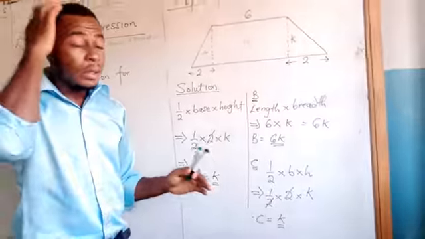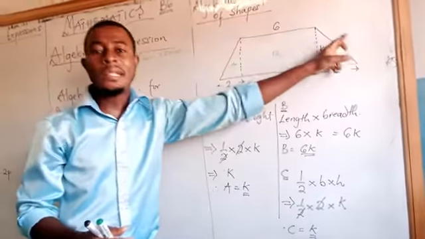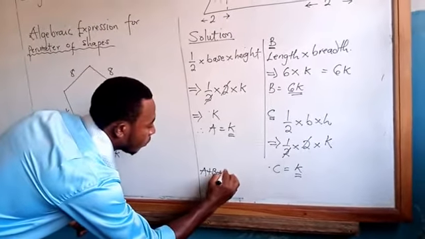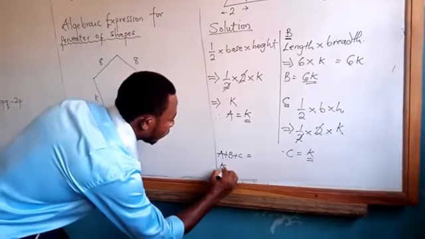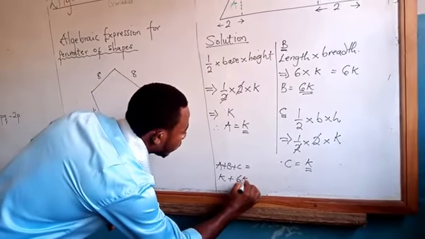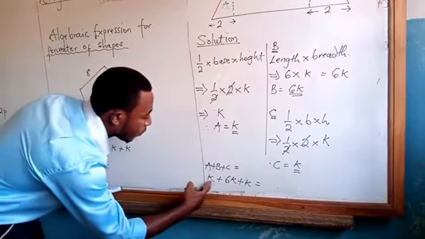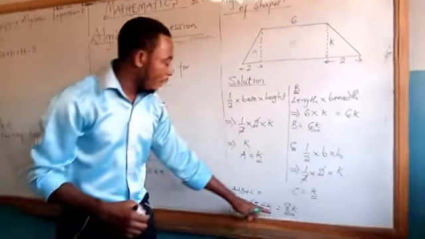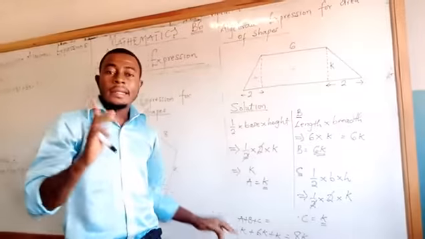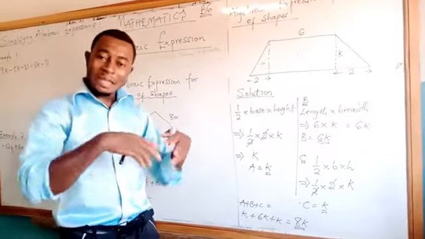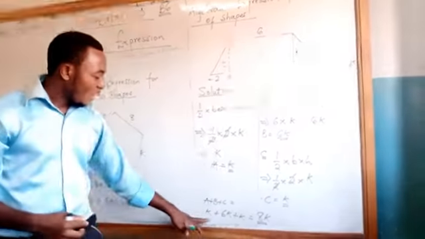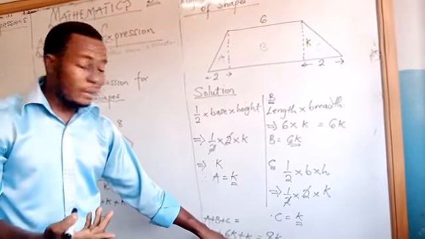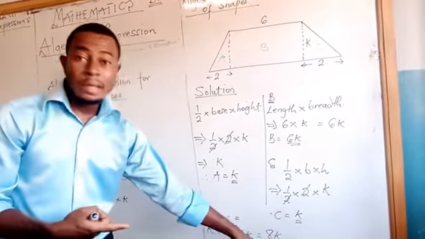Now when you are done with this, you add A to B to C because the shape is together. So when you add them, you're going to have 8K. When you see K standing alone, it means there is 1, but mathematically we don't write it. And so we assume there is 1 here plus 6, making it 7, plus another one, making it 8, and then you have your K.